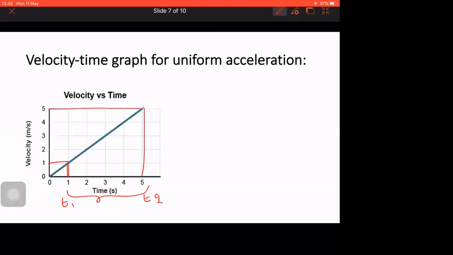So, ma'am, for that one, V1 will be 1 and V2 will be 5, right? That's it. V2 will be 5, V1 will be 1. Do the same thing. V2 minus V1 divided by T2 minus T1 will give you the acceleration. Tell me what is the acceleration now. Ma'am, it's still 1.